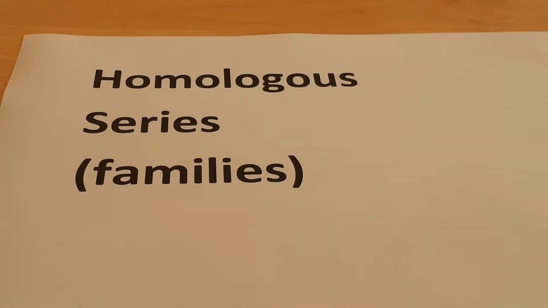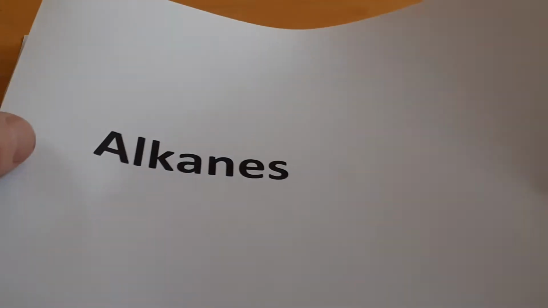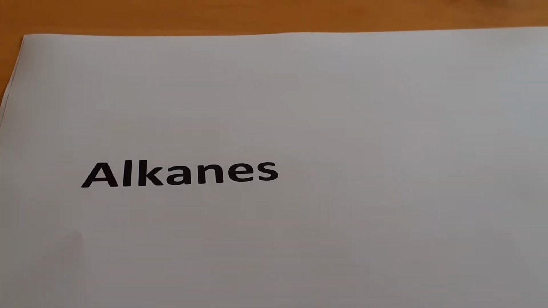This video is about the homologous series of organic compounds that we have to study for chemistry GCSE. A homologous series is a group or family of compounds which have the same functional group and react in the same way. Now, the first family that we have to look at are the alkanes.